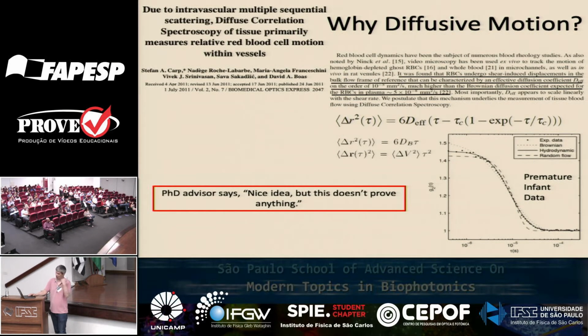So I went back to Arjun, who was my PhD advisor. I told him this stuff because he too had been wondering for over 15 years, why are we sensitive to the diffusion? He said, well, this is a nice idea, but it doesn't prove anything. And he was a good physicist. It was just a conjecture. I didn't actually provide any proof.